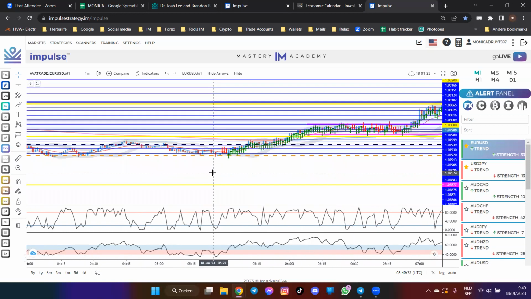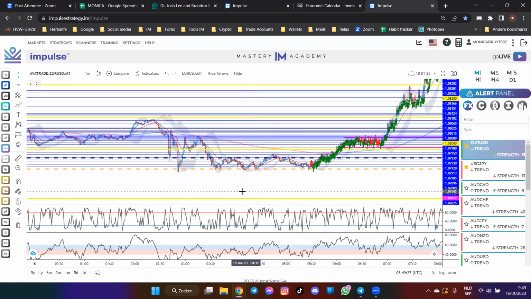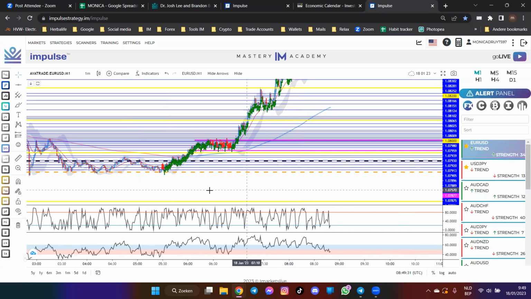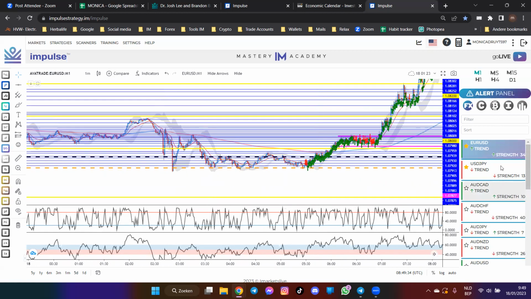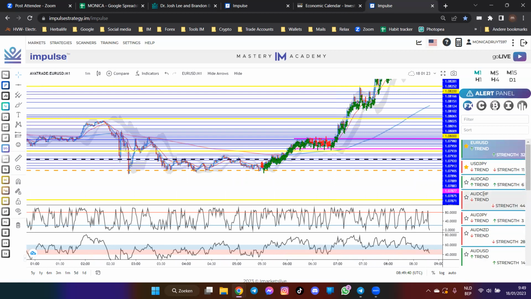Homework for everybody: draw your lines. I would do that if you want to stay on top of it, and you can do this on any pair. I do it on EURUSD. I just chose that pair. It was actually Jolene who recommended it, because I was switching through the pairs and I was missing my entry points because I was looking at another currency pair.